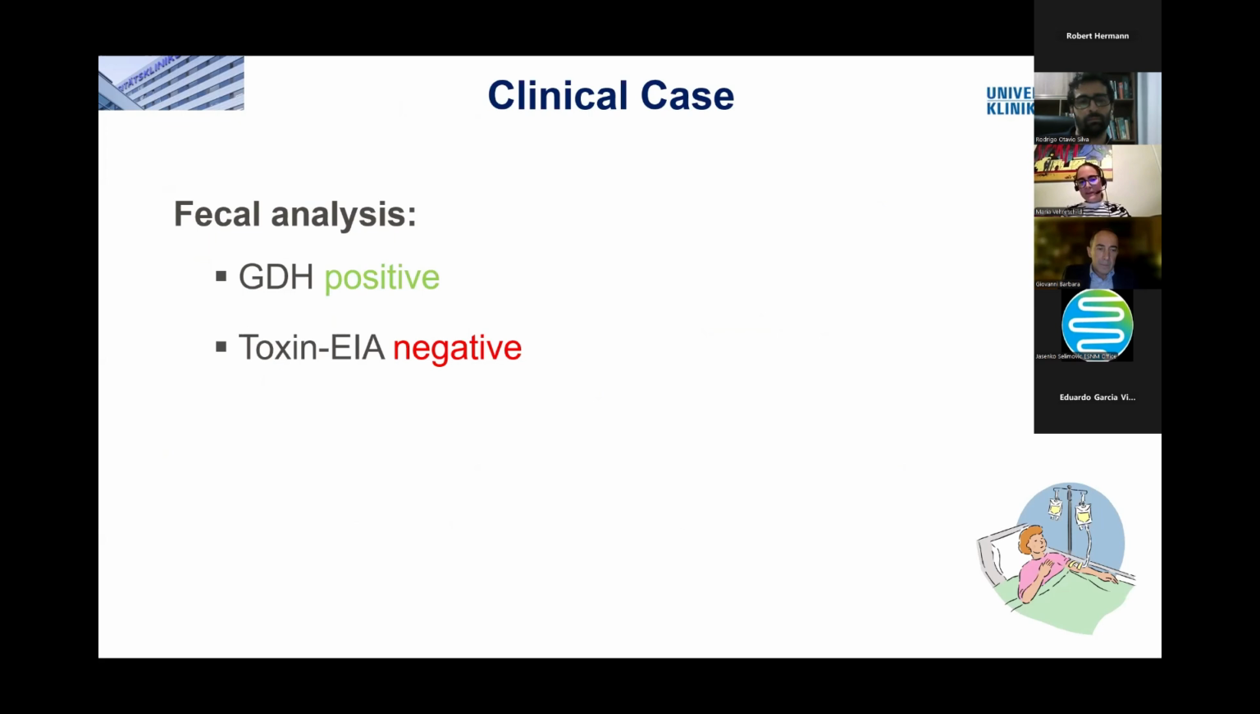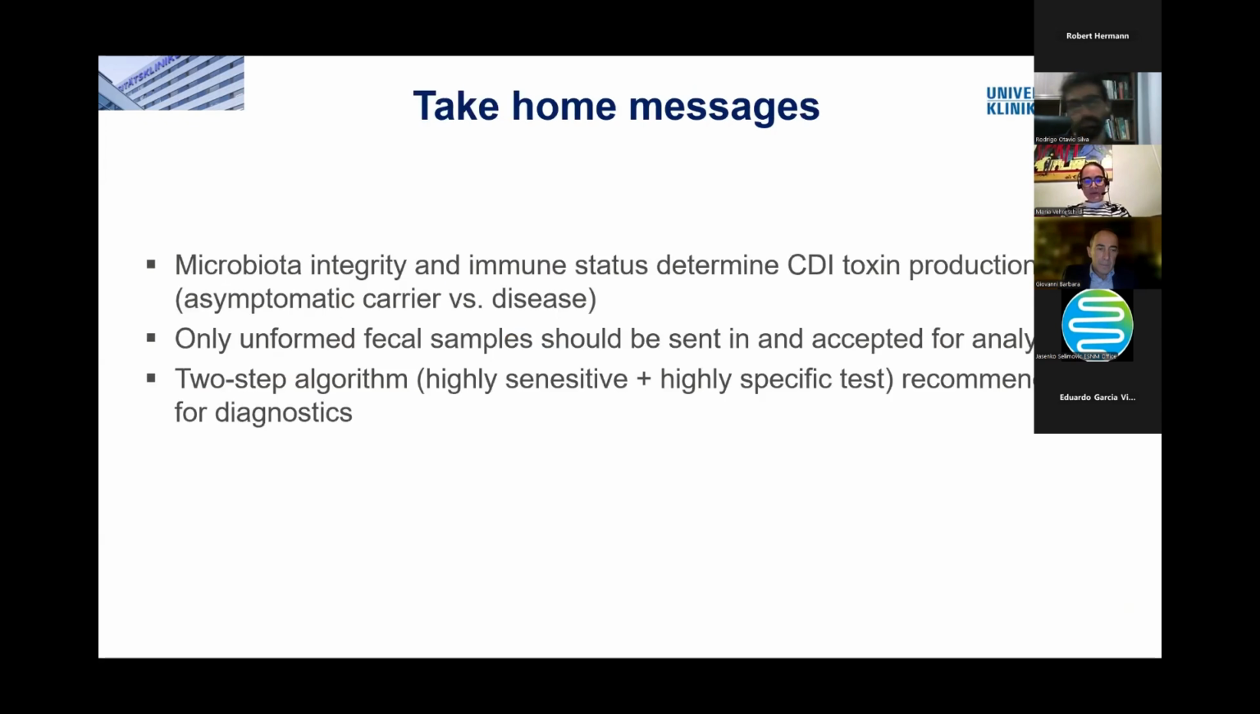So in this case, actually, there was a discrepant result. We nevertheless started treatment because the clinical picture was quite compatible with CDI. And Eduardo will now continue to talk about treatment options for CDI.